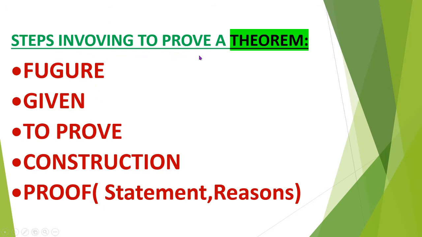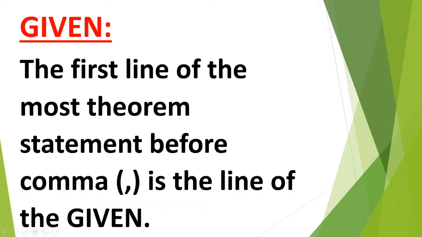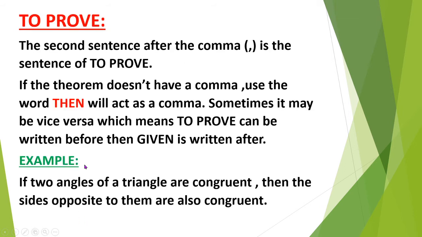The steps involved to prove a theorem are: figure, given, to prove, construction, and proof, and in proof, statements and reasons are involved. In given, the first line of the theorem statement, before the comma, is the line of the given. To prove, the second sentence after the comma is the sentence of to prove. If the theorem does not have a comma, then the word then will act as a comma.